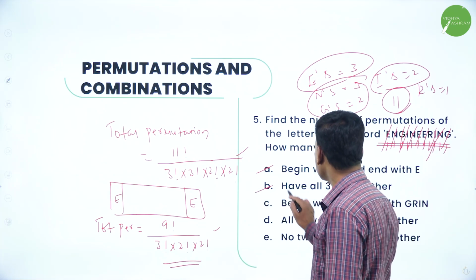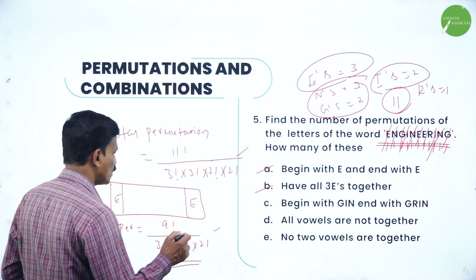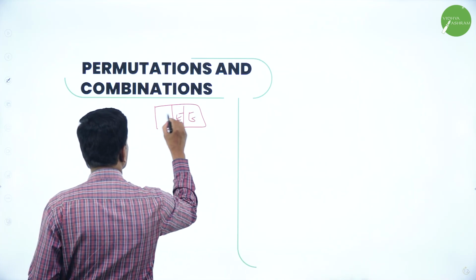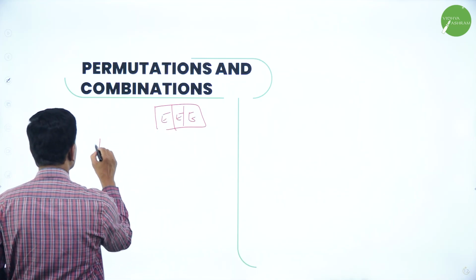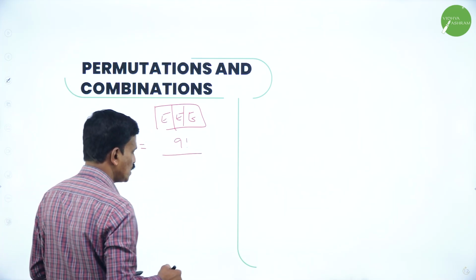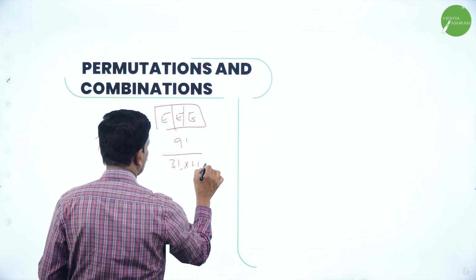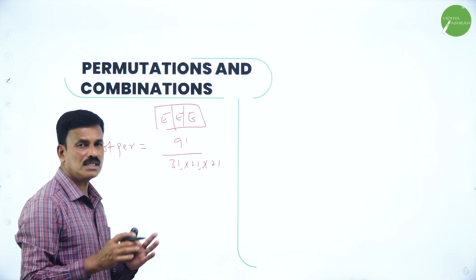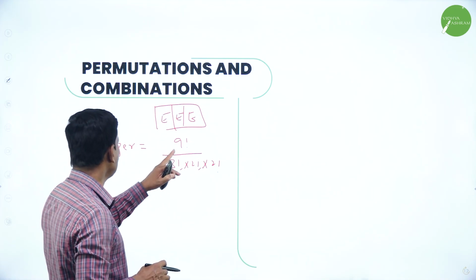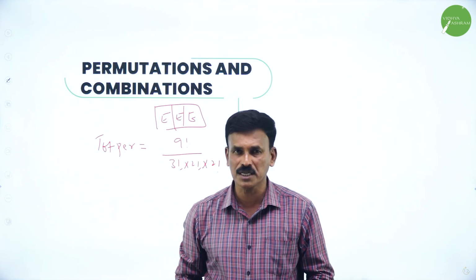Now move on to the second case: all 3 E's together. All the 3 E's together means E, E and E together. Then the total permutation is equal to 9 factorial divided by 3 factorial into 2 factorial into 2 factorial, since the 3 E's are gone. So if all the 3 E's are together, consider that as one unit, then 9 factorial divided by 3 factorial into 2 factorial into 2 factorial. That's it. Okay. Now next one.